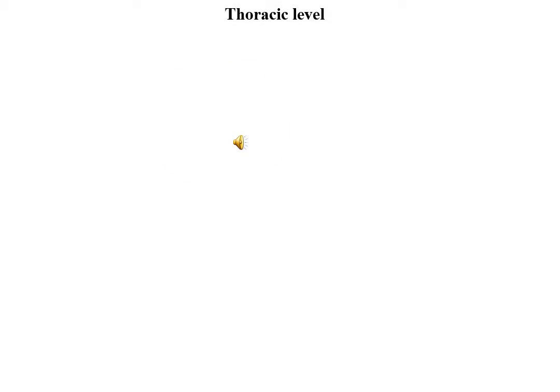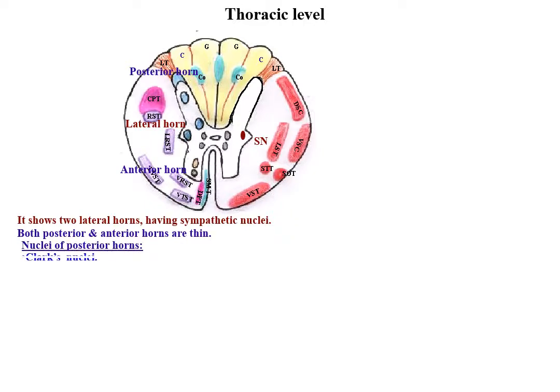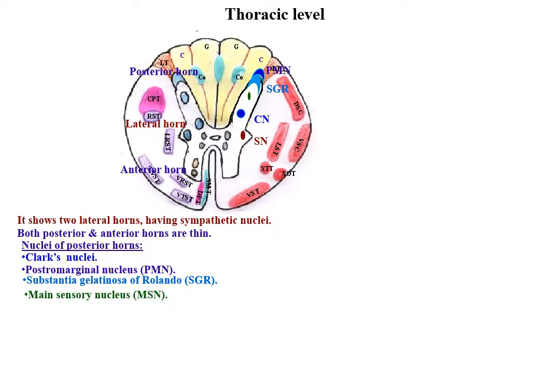Thoracic level is characterized by the presence of two lateral horns containing sympathetic nuclei. Both posterior and anterior horns are thin. Posterior horns contain Clark's nuclei in addition to substantia gelatinosa of Rolando and main sensory nuclei, while anterior horns contain only two nuclei, postero and antero groups. There are no lateral or central groups. There are two thoracic levels.